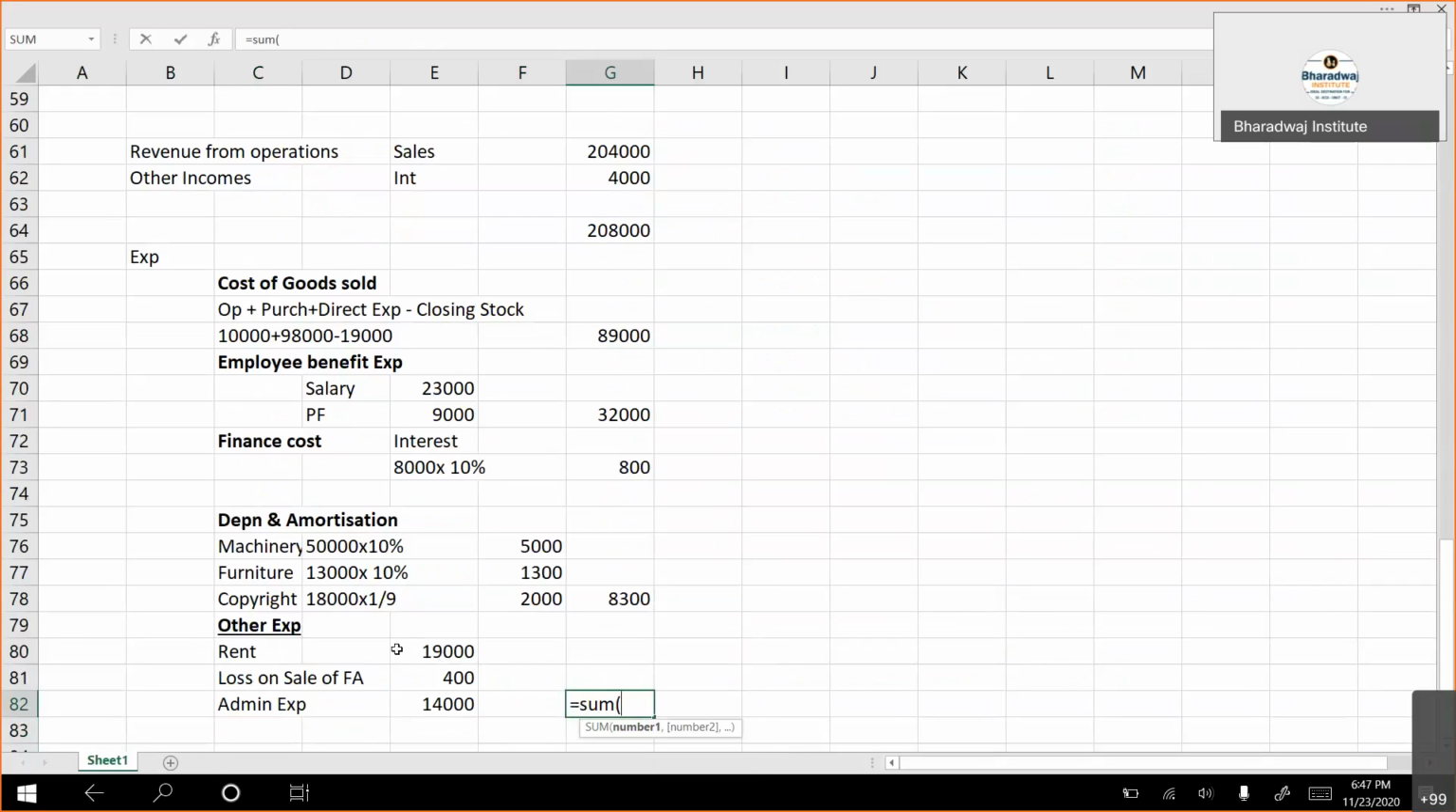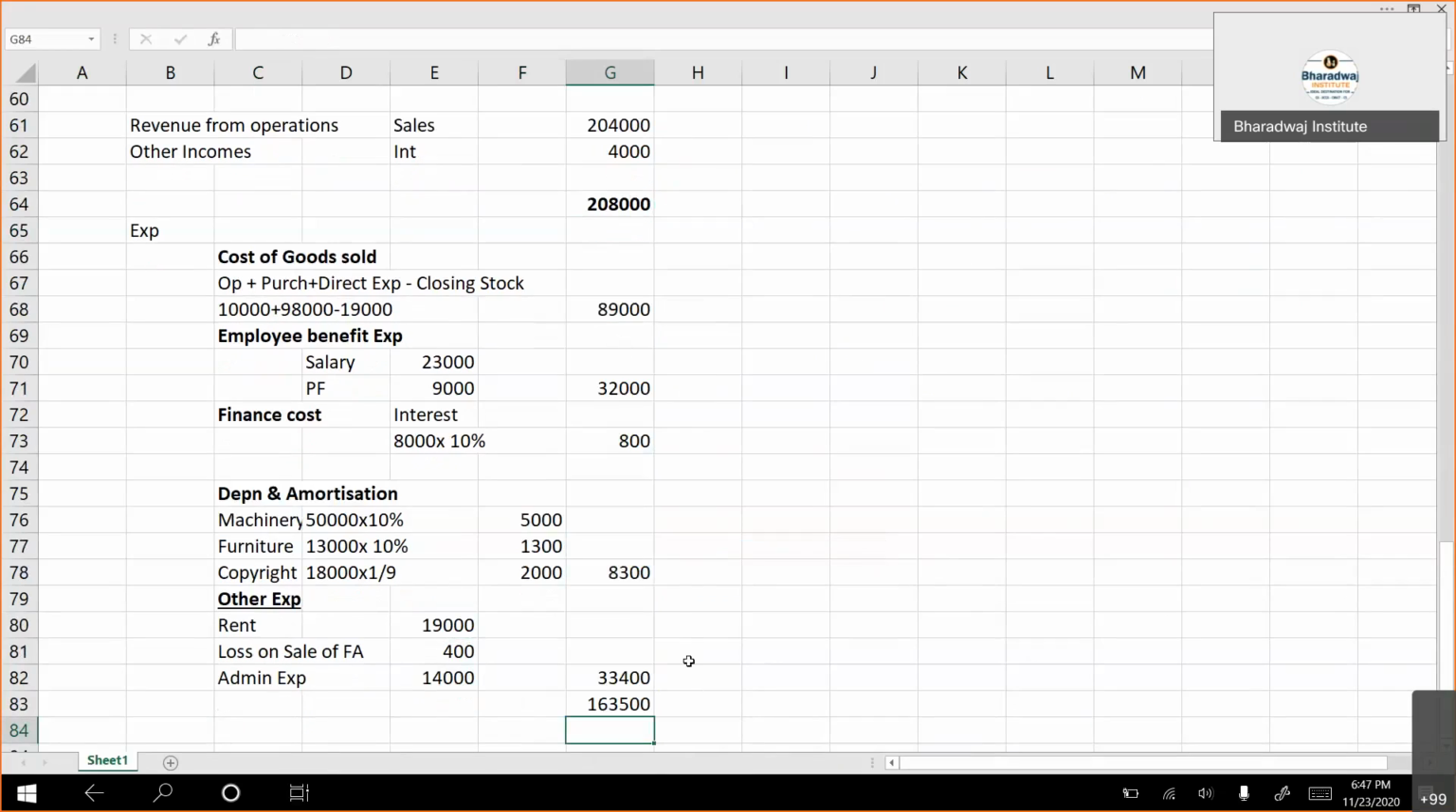Total 33,400. So this is the total of income and this will give us total of expenses. For want of space, I am continuing here. Profit before tax. Profit before tax is nothing but total of income minus total of expenses.